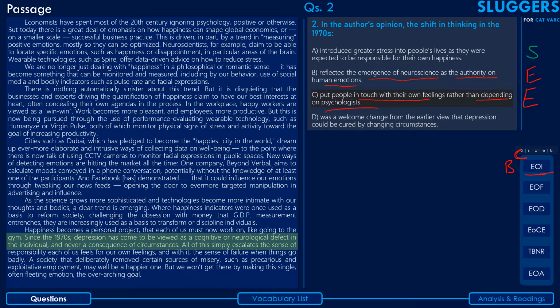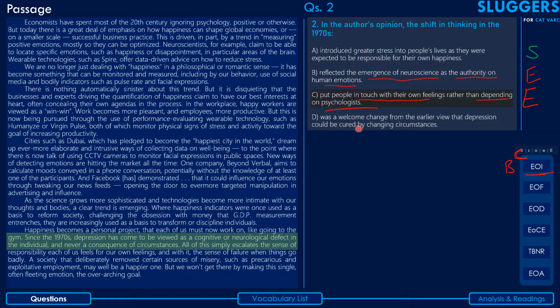Okay, let's come to the next option. The shift in thinking in the 1970s was a welcome change from the earlier view that depression could be cured by changing circumstances. The earlier view can probably be inferred, that it may have been that depression can be cured by changing circumstances, although you can't really say that. But moreover, we don't really need to go that far in the option. Just the first few words make a very strong case for eliminating this option, because they say that was a welcome change. The shift in thinking was a welcome change.